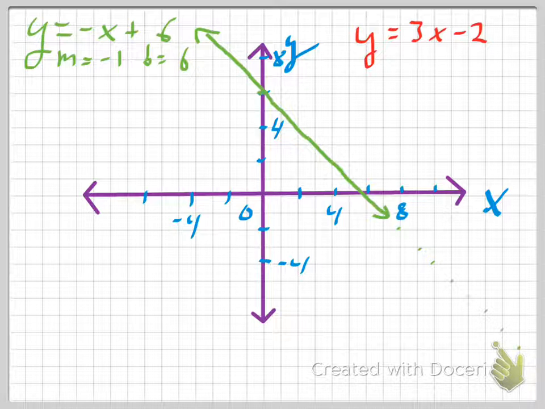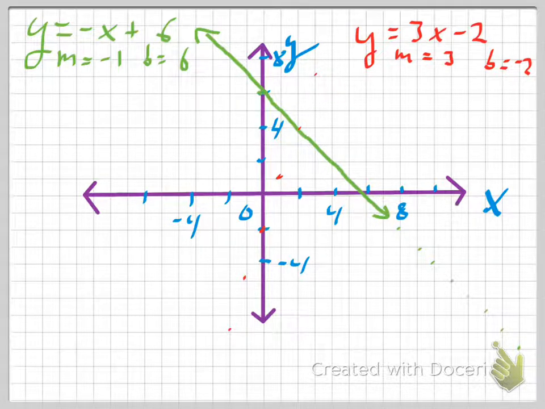Okay. The red equation has a slope of 3, which is a positive slope, and a y-intercept of negative 2. So that's going to start down here at negative 2. It's going to have a slope of 3, so we go up 3 over 1 to the right, up 3 over 1 to the right, up 3 over 1 to the right, or I could go down 3, left 1, right? Down 3, left 1.